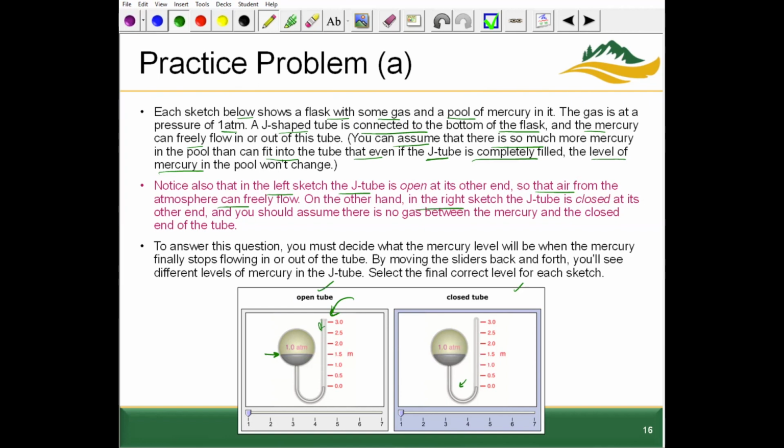On the other hand, in the right sketch, the J-tube is closed at the top at its other end, and we should assume there is no gas between the mercury and the closed end of the tube. There's a vacuum then between the mercury level and the closed end of this tube. As you're solving this problem in Alex, you're going to slide this point here to get the correct sketch. We must decide what the mercury level will be when the mercury finally stops flowing in or out of the tube, based on the presence of gas and, in this case for an open tube, pressure from the atmosphere.